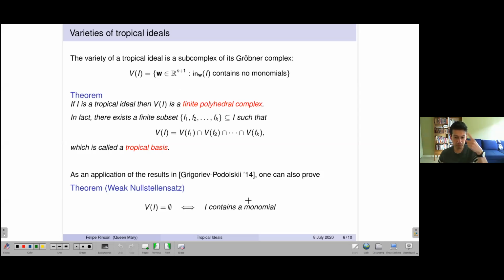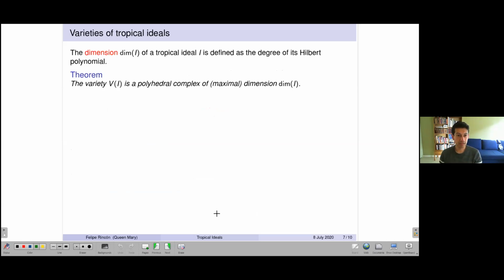And of course, it's impossible to not pick a monomial as an initial term if the polynomial itself is a monomial. But yeah, this is what the Nullstellensatz says. This is analogous to what we have in classical algebraic geometry. The variety of an ideal in the torus is empty if and only if the ideal contains a monomial. So we recover the weak Nullstellensatz. All these theorems that I've told you are in this paper with Diane called Tropical Ideals.